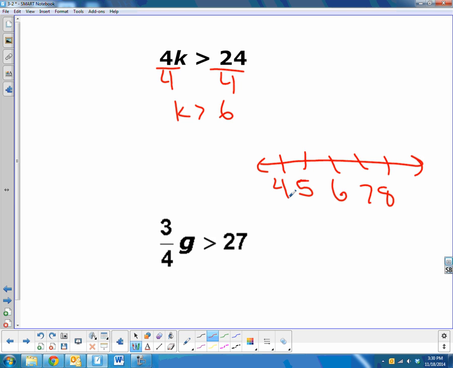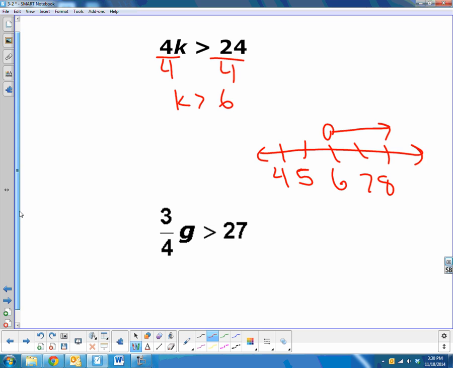Since k is greater than 6, I know that 7 is greater than 6, 8 is greater than 6, so my arrow is going to go that way. And 6 is not a solution. K is not greater than or equal to 6, k is just greater than 6.